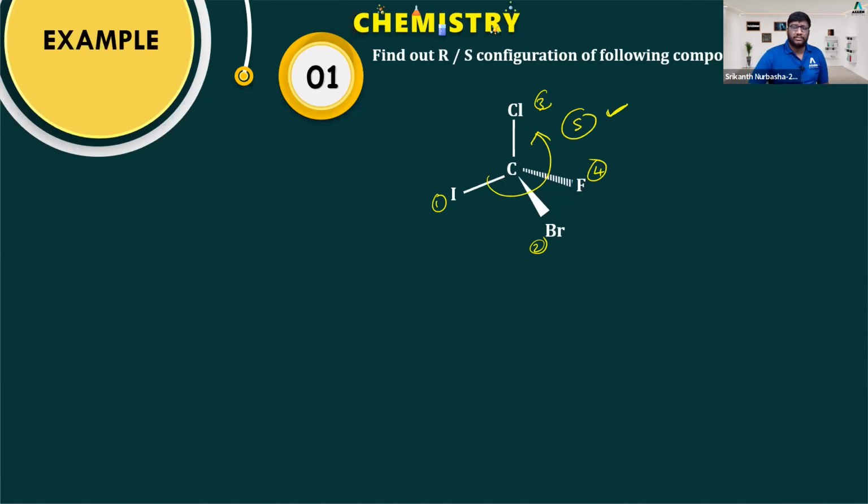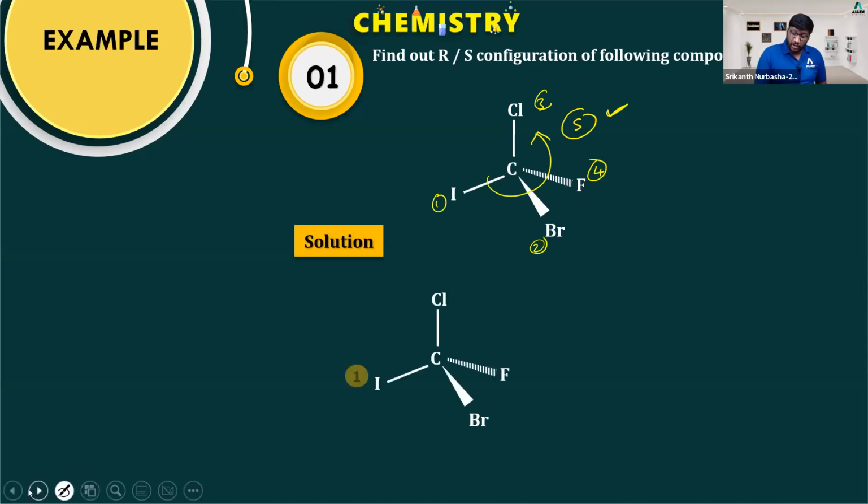Yes or no? Yes, sir. So directly the configuration of the 3D molecule, whatever they have given, 1 to 2, 2 to 3 went in the anti-clockwise direction. Answer is yes, and the fourth priority is on the dash line.